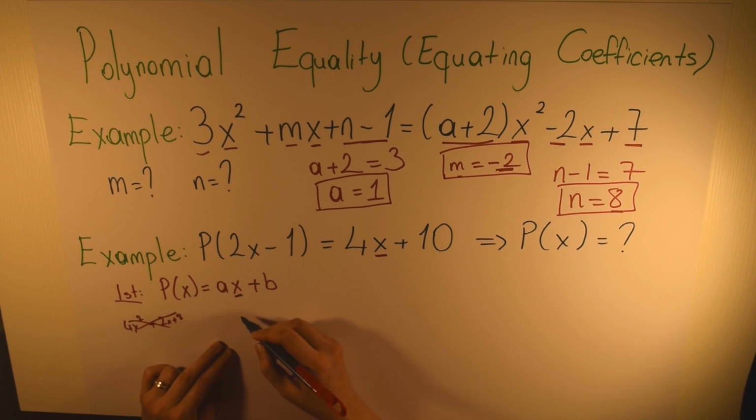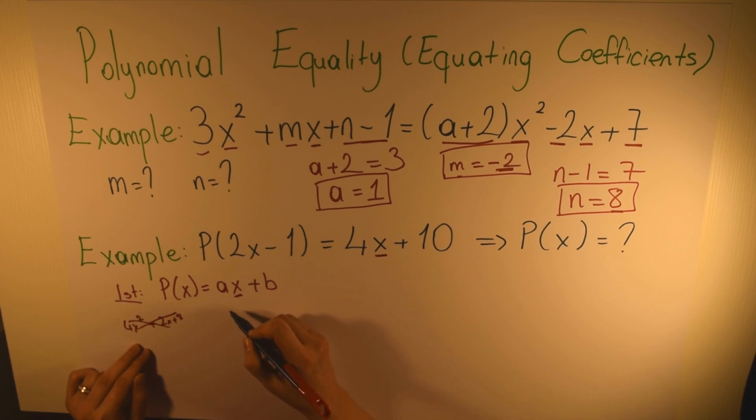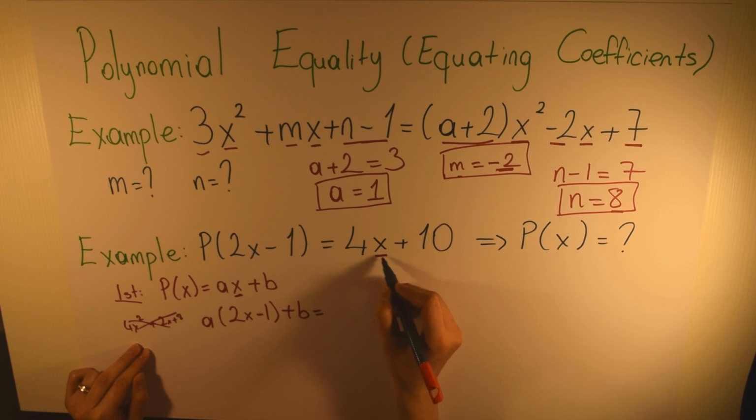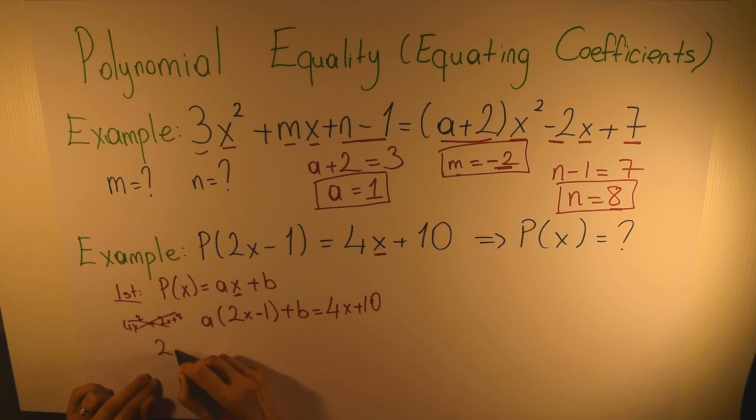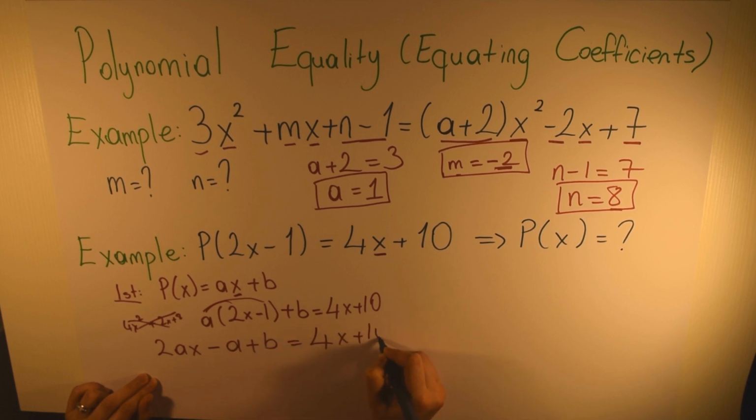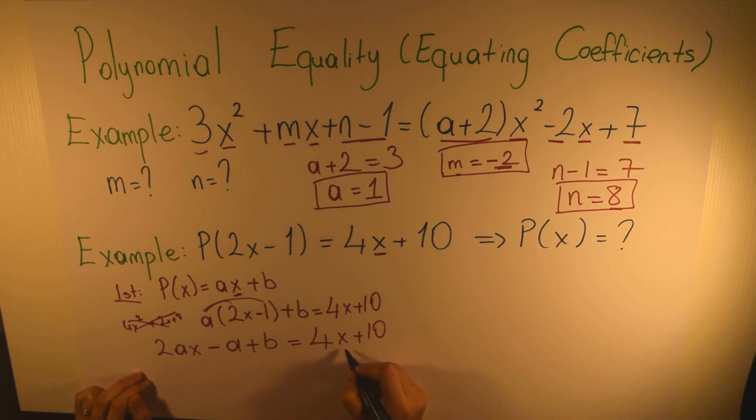So here we will continue to put 2x minus 1 instead of x. Let's continue. We write here a, instead of x I write 2x minus 1, plus b. What did I get? 4x plus 10, right? So from here, 2ax, I distribute this, minus a plus b is equal to 4x plus 10. Okay, so here we have x and we also have x here. In front of this x we have 4 and here we have 2a. So what does this mean? This means that 2a has to be equal to 4, and from here we find a as 2.